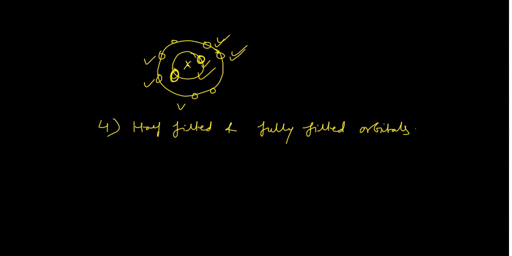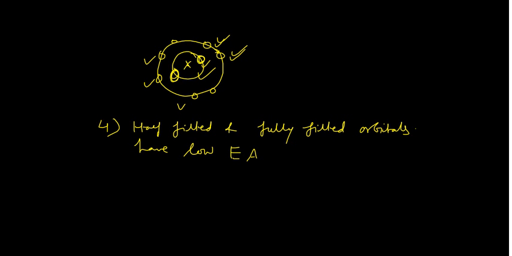And the next important factor, that is point number 4, completely half filled and fully filled orbitals have low electron affinity. Okay, so what is the meaning of that? This is quite simple, guys.